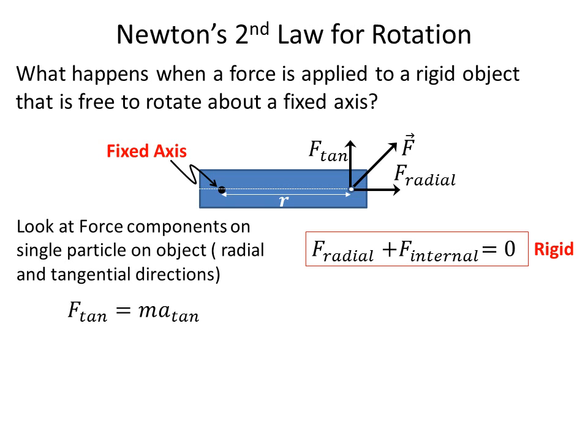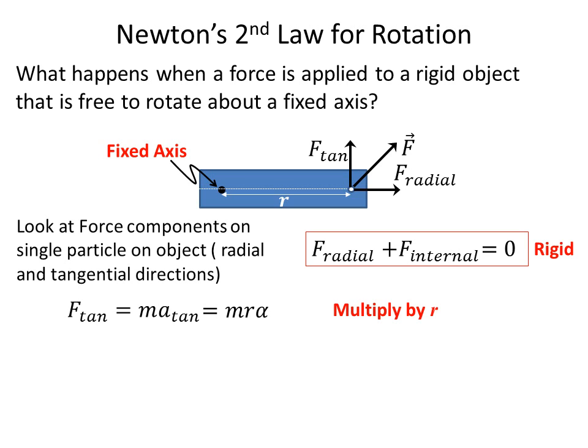In the tangential direction, the object is free to rotate, so F tan is equal to the mass of the particle times the acceleration of the particle. That's our ordinary Newton's second law. We want to turn this into a version for rotation, so we're going to rewrite this using the angular value for the acceleration in the tangential direction, or in other words, m times the radius times the angular acceleration.